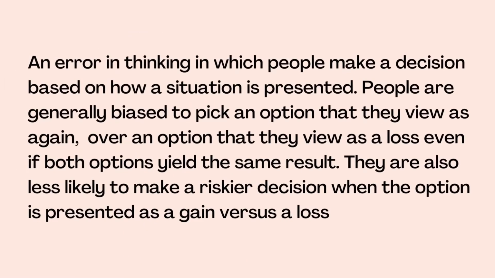Now, the effect of framing is an error in thinking in which people make a decision based on how a situation is presented. People are generally biased to pick an option that they view as a gain over an option that they view as a loss, even if both options yield the same result. They are also less likely to make a riskier decision when the option is presented as a gain versus a loss. Why does this happen?